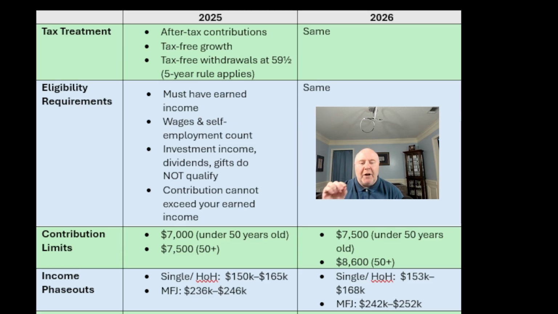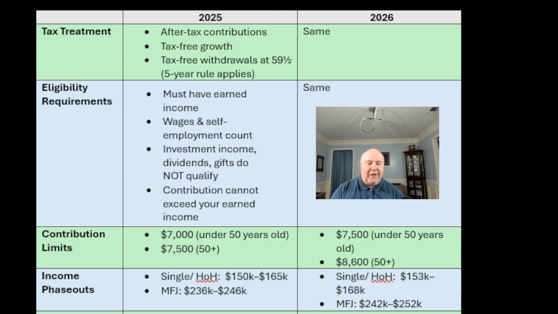Phase out amounts for married filing jointly, you can see that it's going to be 236 to 246. So we have the additional amounts on there. Now in 2026, the amounts went ahead and increased, right? So single or head of household is going to be 153 to 168. So it's been an increase of about $3,000. And then you can see for married filing jointly, it goes 242 to 252.